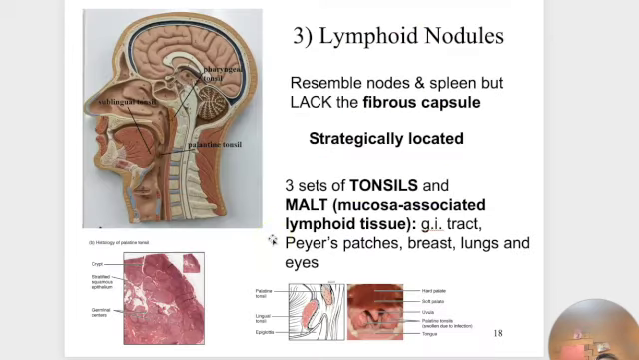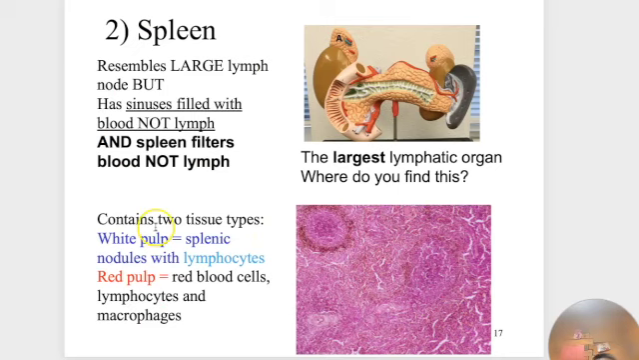It contains 2 types of pulp or tissue. One is called white pulp, one is called red pulp. Red pulp is red blood cells, lymphocytes and macrophages. White pulp is splenic nodules with lymphocytes.